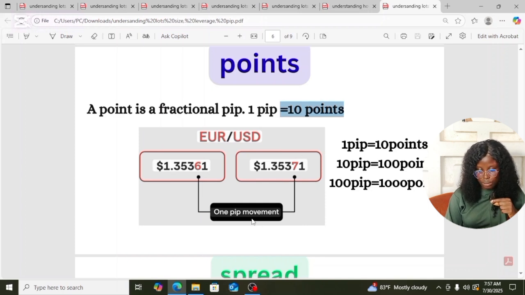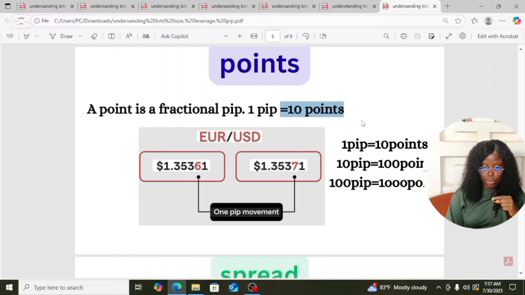Okay, this is just an example. I already explained this. EUR/USD, ask price, bid price. So the difference between these is 1 pip. So look, 1 pip is equivalent to 10 points. Then 10 pips is equivalent to 100 points. Then 100 pips is equivalent to 1,000 points. That is very, very simple.